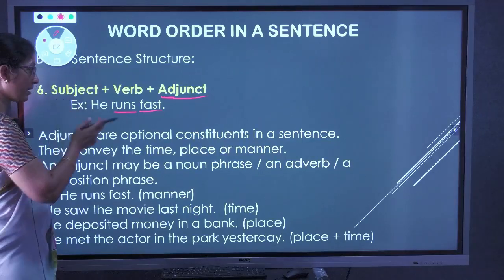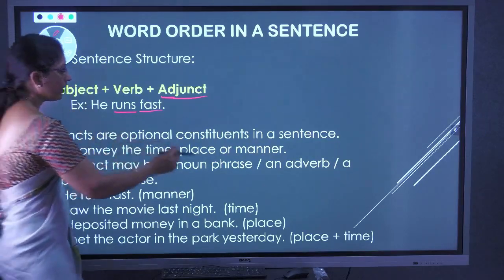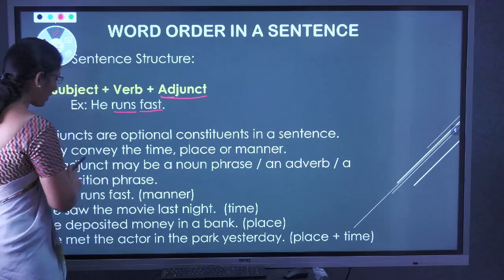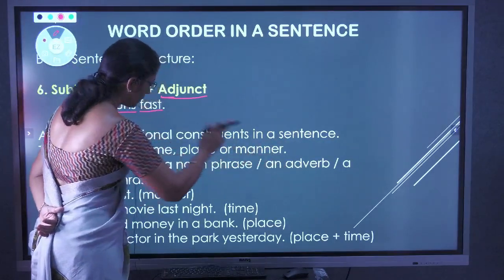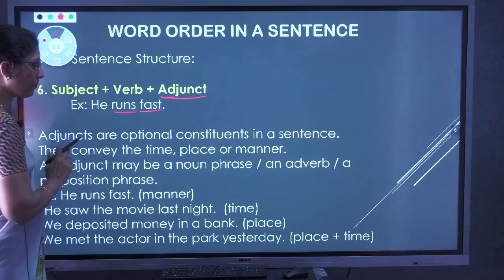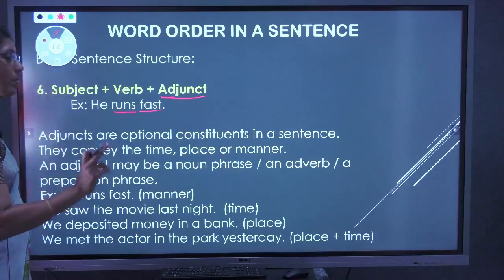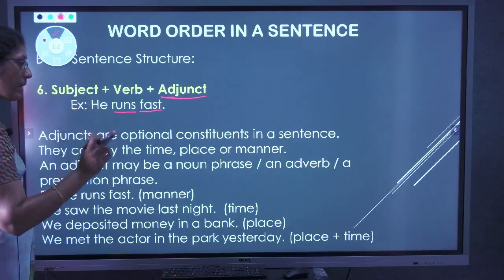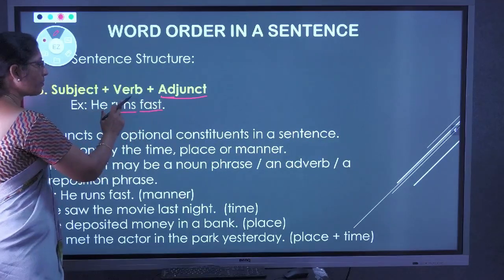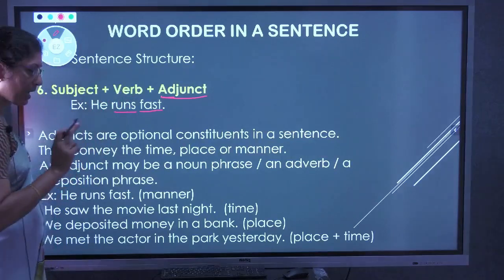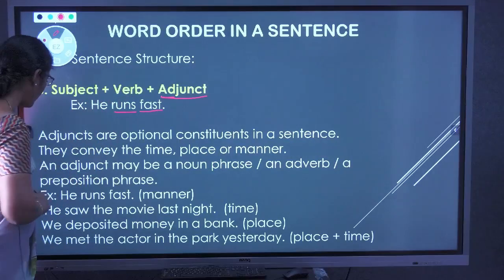See that in the fifth model, a complement may be a noun phrase, an adjective, or a preposition phrase, because it is complementing something. Okay, that's why an adjective is included there. But here it is adding something to the verb. That's why here it is an adverb. See, that's it. There are examples.